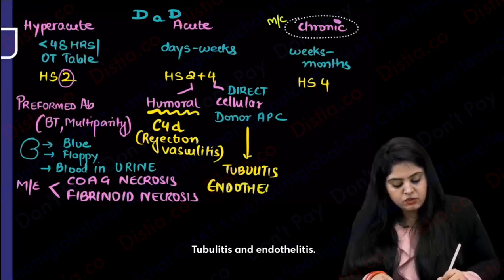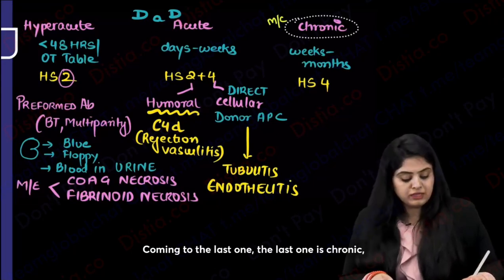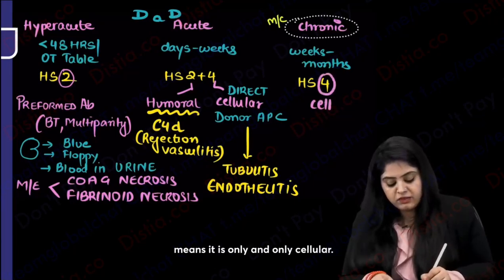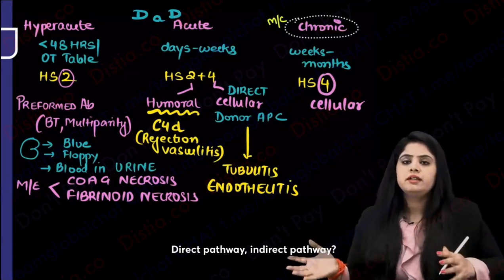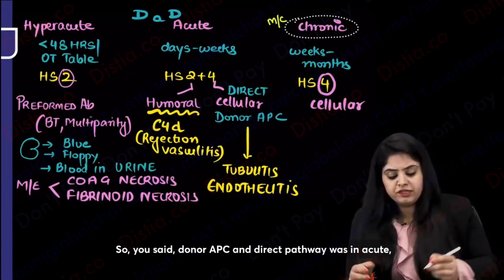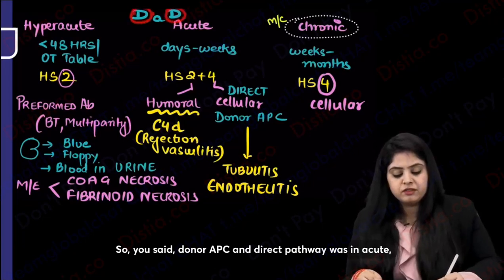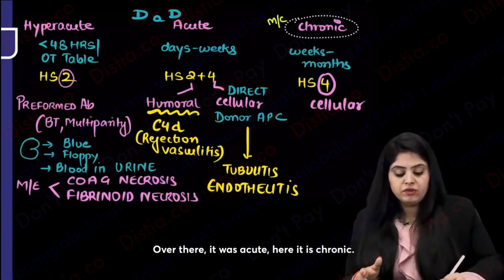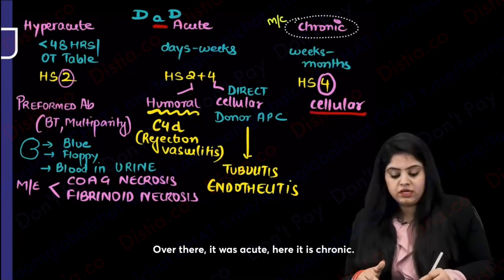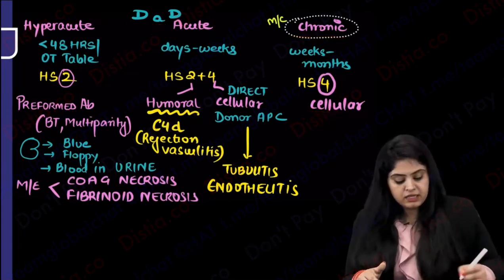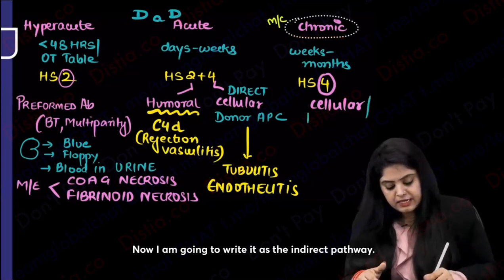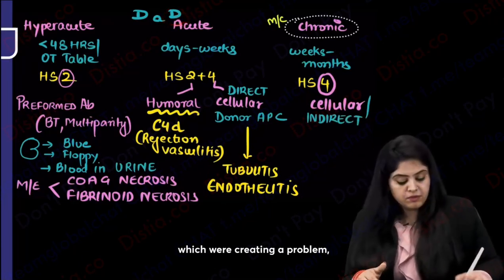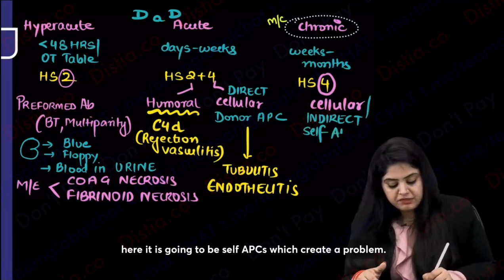Coming to the last one, chronic, and it is hypersensitivity 4, meaning it is only and only cellular. But what cellular? Direct pathway, indirect pathway, donor APC, self APC. You said donor APC and direct pathway was in acute, which I have already written here. Now the story is different. Over there it was acute, here it is chronic. Over there that was direct pathway, now I'm going to write it as the indirect pathway. Over there it was the donor APCs which were creating a problem. Here it is going to be self APCs which create a problem.